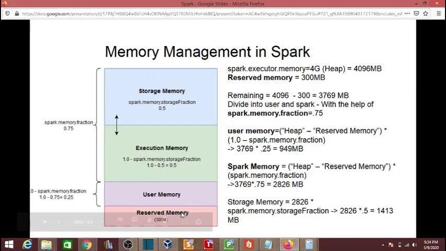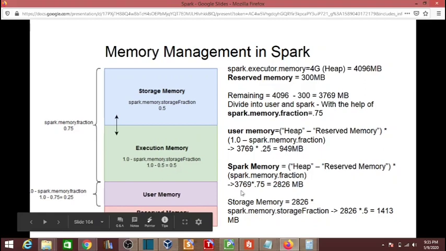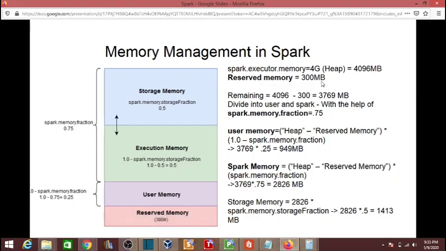The first part is the reserve memory. 300 MB from this 4 GB will be used as reserve memory, and that reserve memory will not be part of the Spark processing. Only a few Spark objects will be stored in this reserve memory. So what does it mean?